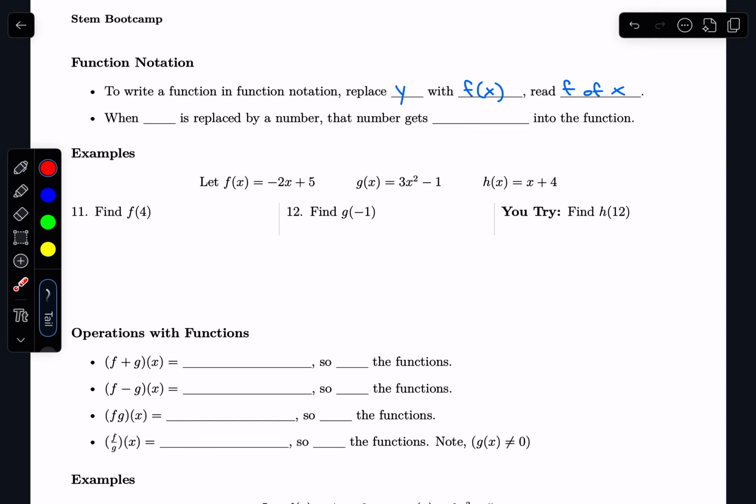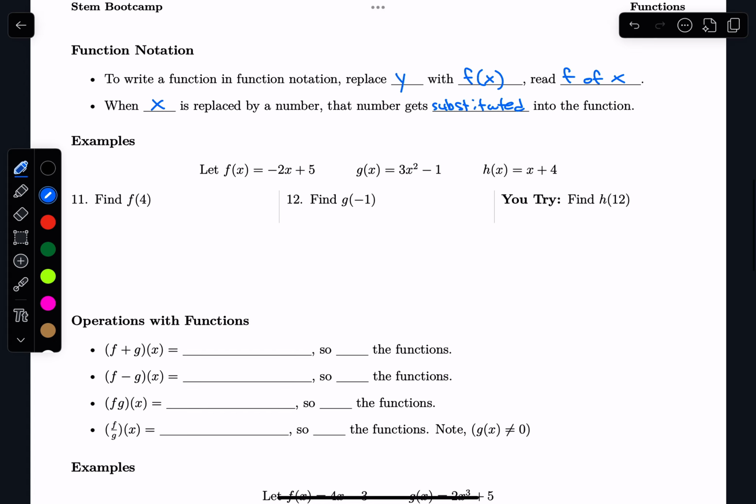And so f of x tells us what the function is and what we want to plug into it. So we're going to see down below that we can replace x with anything and then get a value. So when x is replaced by a number, that number gets substituted or plugged in to the function. So down below, we're going to do a couple examples.